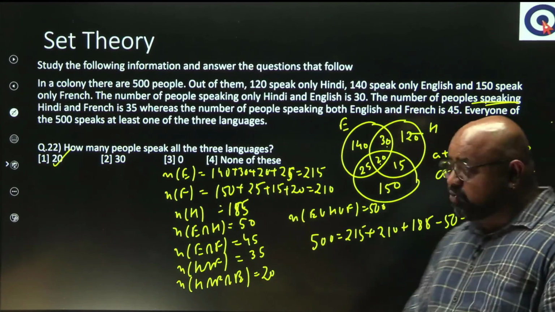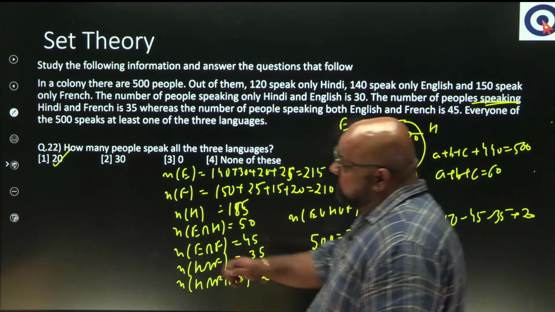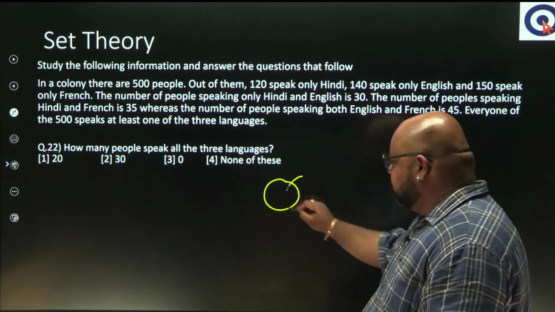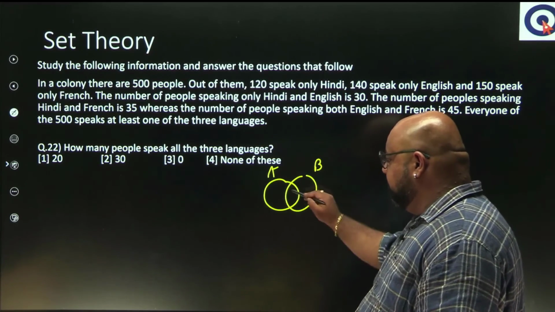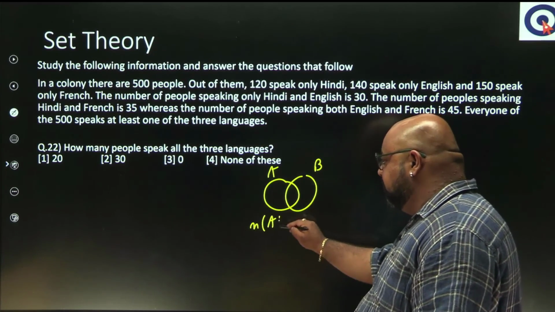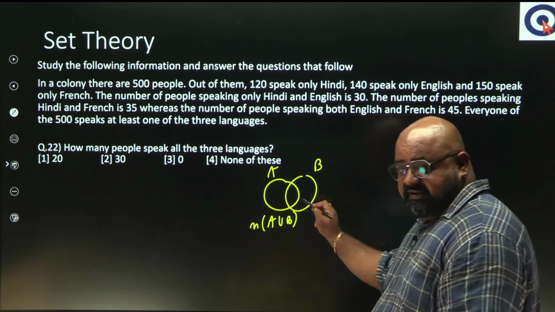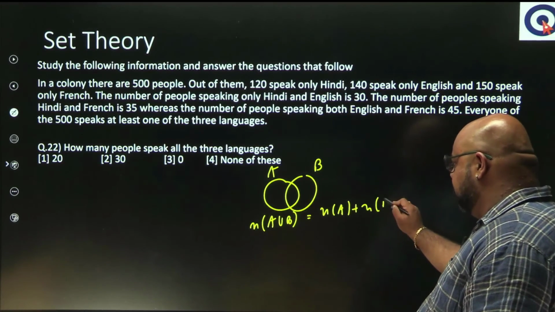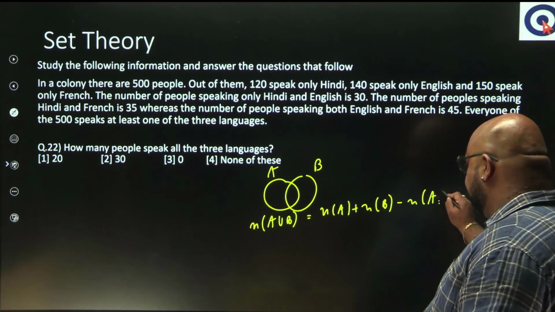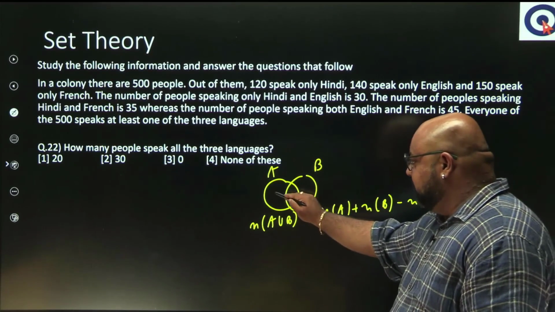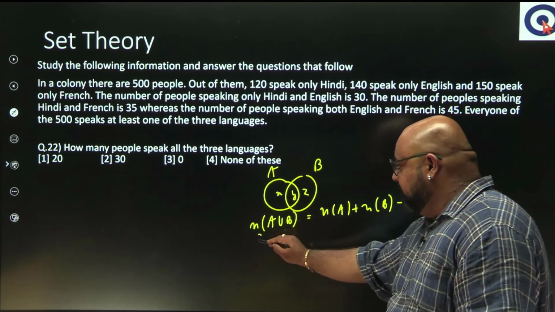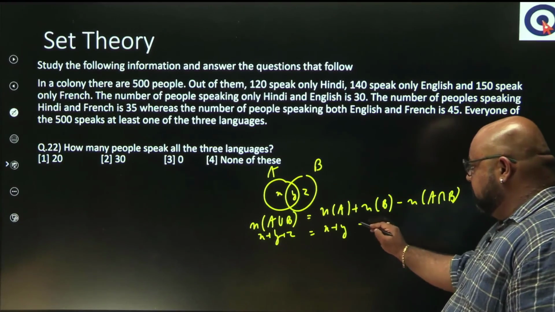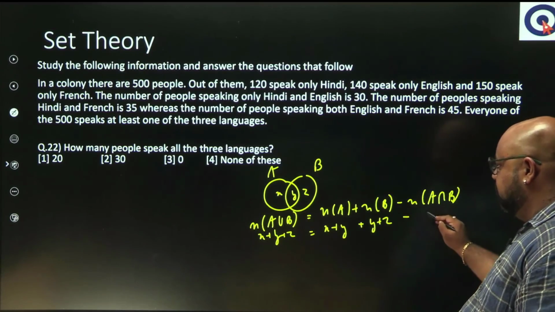If there are two sets only, then this formula becomes: if there are only two sets, A and B, so number of elements in A union B is given by the sum of these three values, number of elements in A plus number of elements in B minus number of elements in A and B both. Suppose this value is x, y, z, so this will be x plus y plus z, this would be x plus y, this would be y plus z, this would be y.